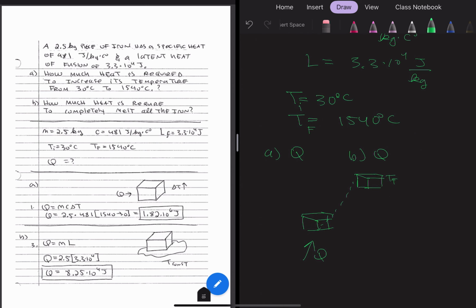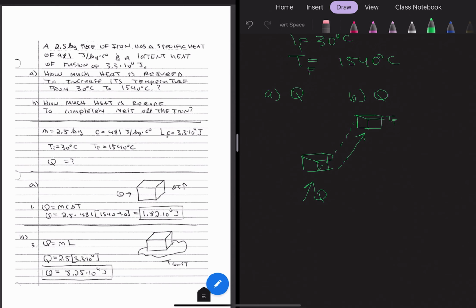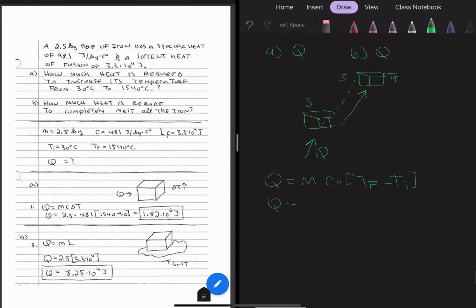So for part A, we want to figure out how much heat it's going to take to increase the temperature of the iron. The iron stays solid in both cases, so this is a constant phase. So in this case, the heat is going to be equal to the mass of iron, times the specific heat of iron, multiplied by the final temperature of the iron minus the initial temperature of the iron. So then here, you just plug in: the mass of iron is 2.5, the specific heat of iron is 481, the final temperature of the iron is 1540, and the initial temperature of the iron is 30.